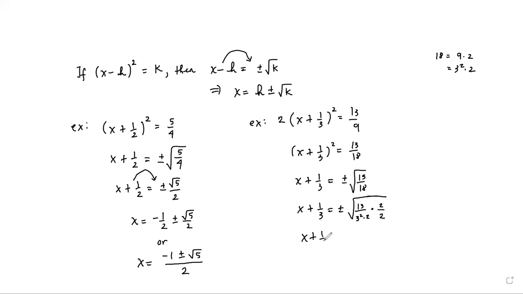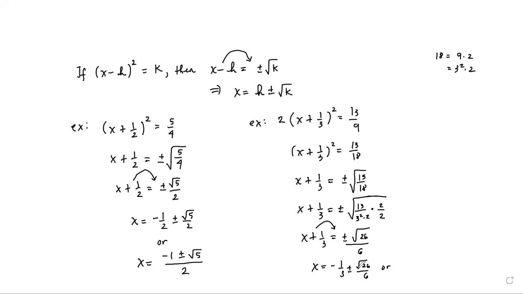So here we get x plus 1/3 is equal to plus or minus the square root of 13 times 2, which is 26, divided by 3 squared times 2 squared, which is 6, because if we extract 3 squared times 2 squared outside of the square root, then we get 3 times 2, which is 6. And then transposing 1/3 to the other side, now we get x is equal to negative 1/3 plus or minus the square root of 26 over 6.